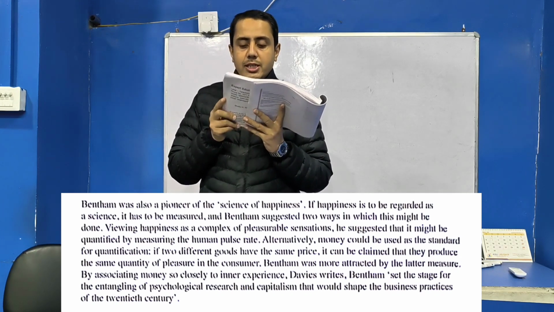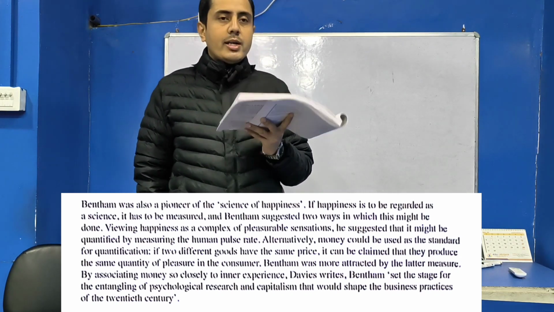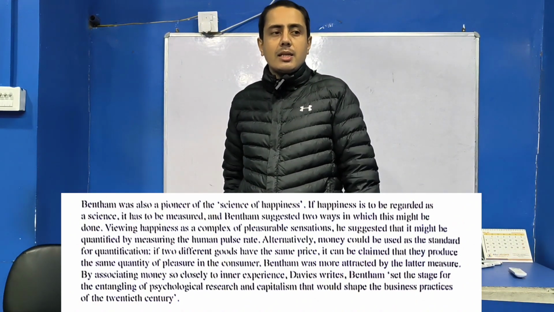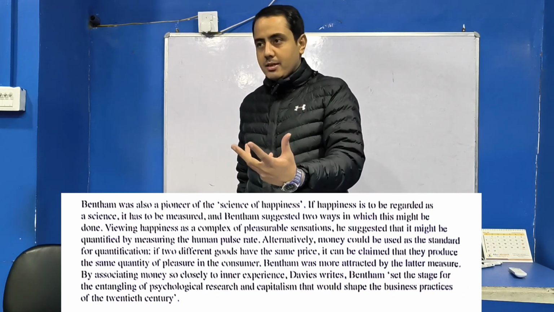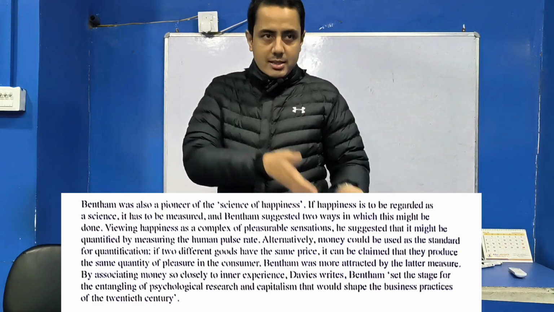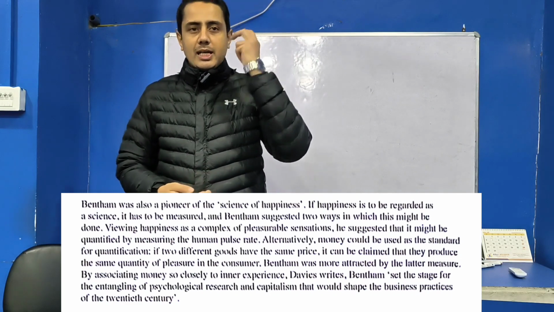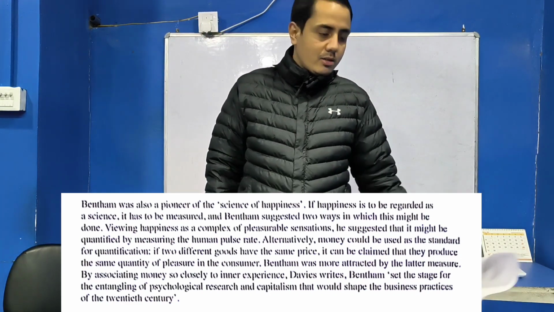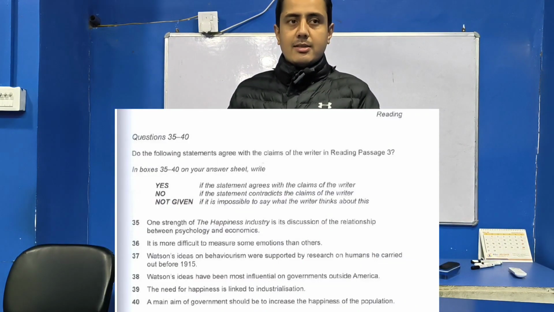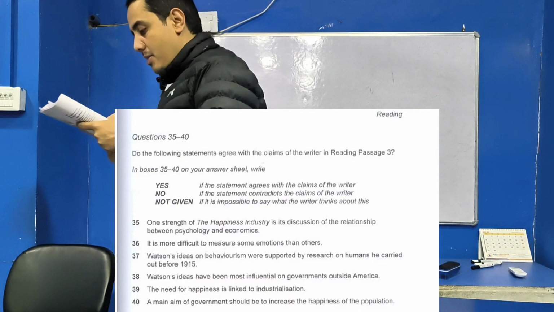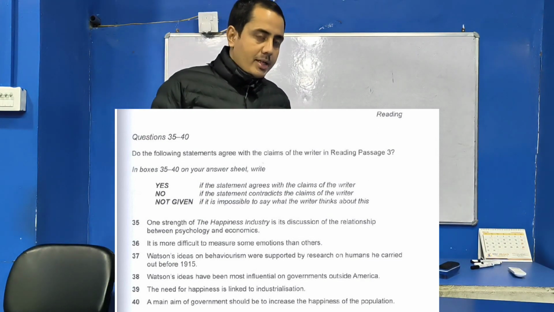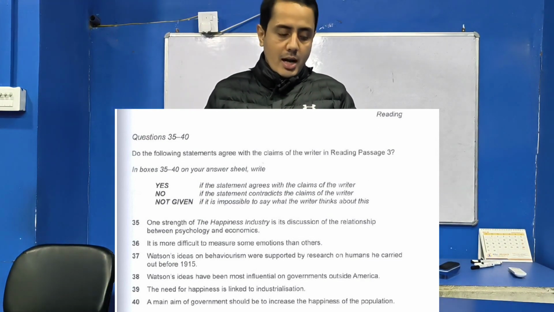Capitalism would shape the business practices of the 20th century. Business practice means how businesses conducted themselves. That was shaped, meaning that was given direction by this theory, that our inner experience, meaning psychology, and money are linked together. So that must be something very important that he did. So 35 must be yes, because 35 says that is the strong point of this book, that economics and psychology are related to each other. And if you think about it, it may be true as well.